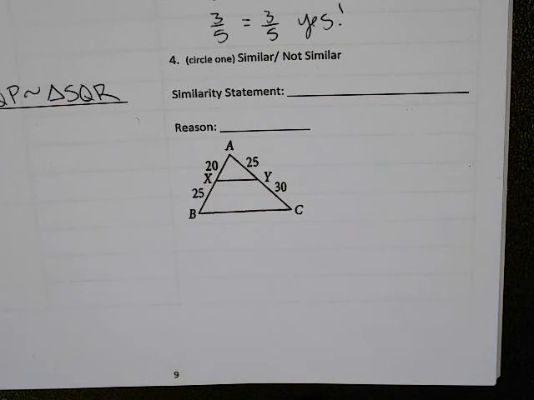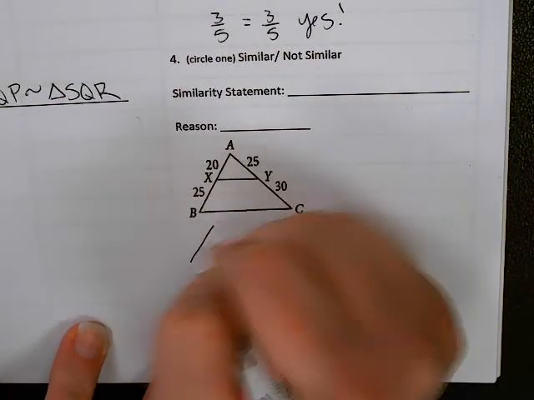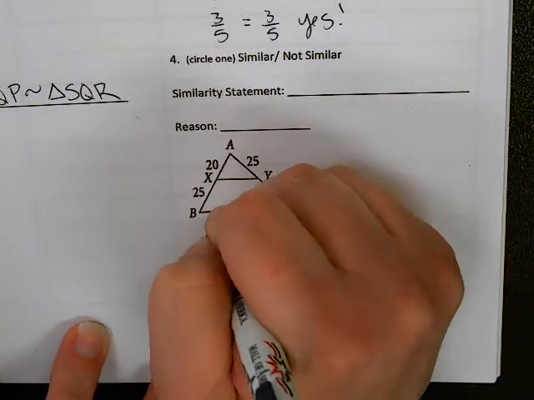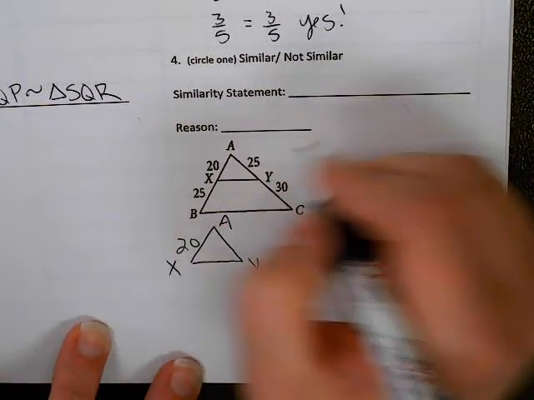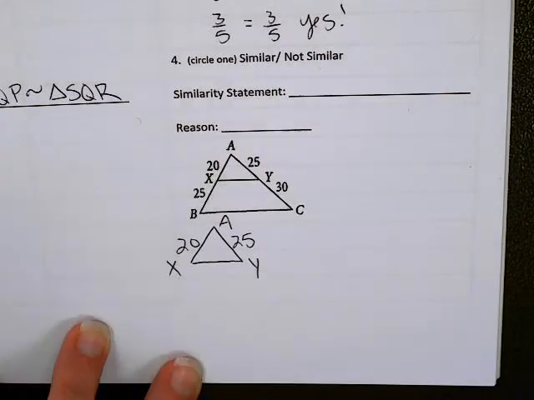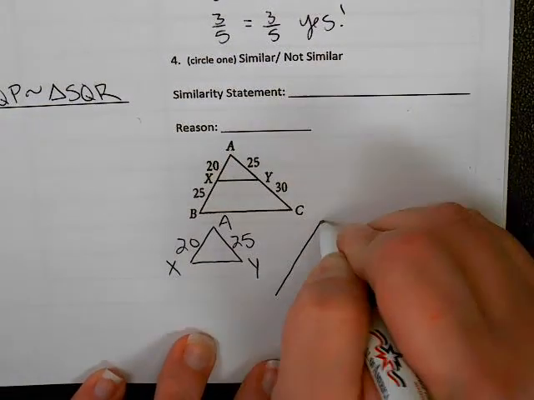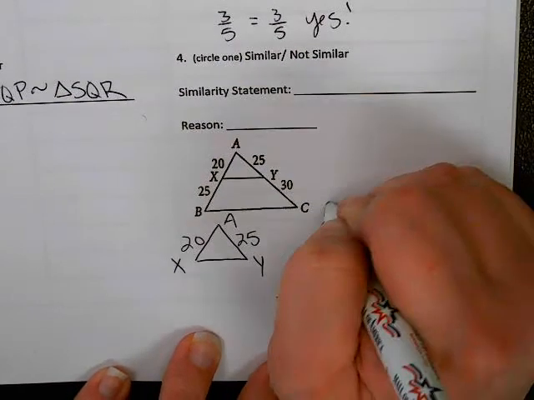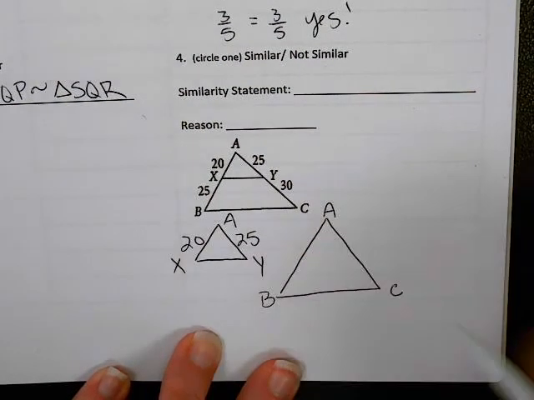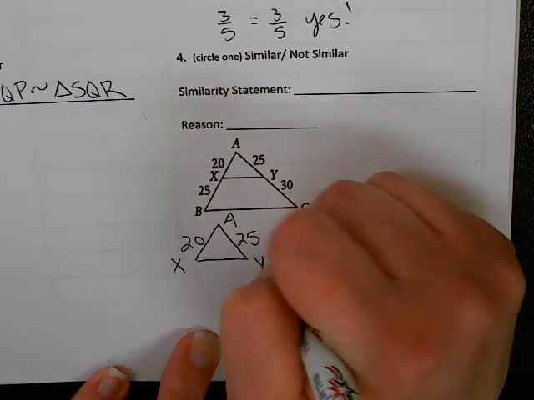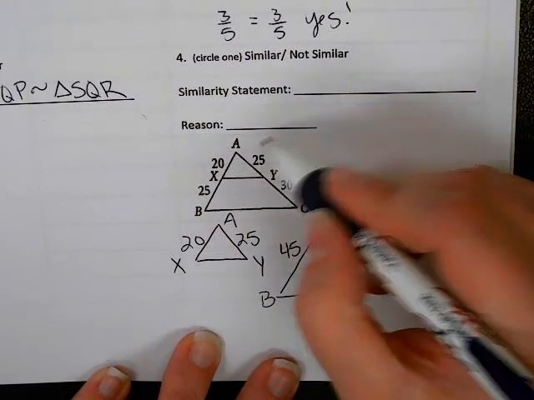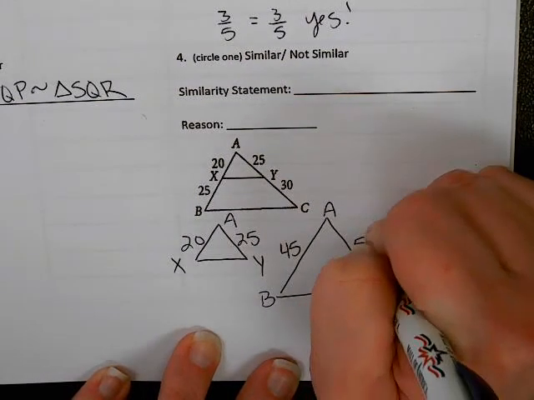Number 4, we've got these overlapping triangles here. So I think your best bet is going to be to draw them separately. So I'm going to draw the little one over here. We've got A, X, Y. So AX is 20, AY is 25. And then the big triangle that we have is ABC. Now AB, make sure you add these two pieces together, guys. So it's 45. And AC, again, it's this whole thing, so it's 55.